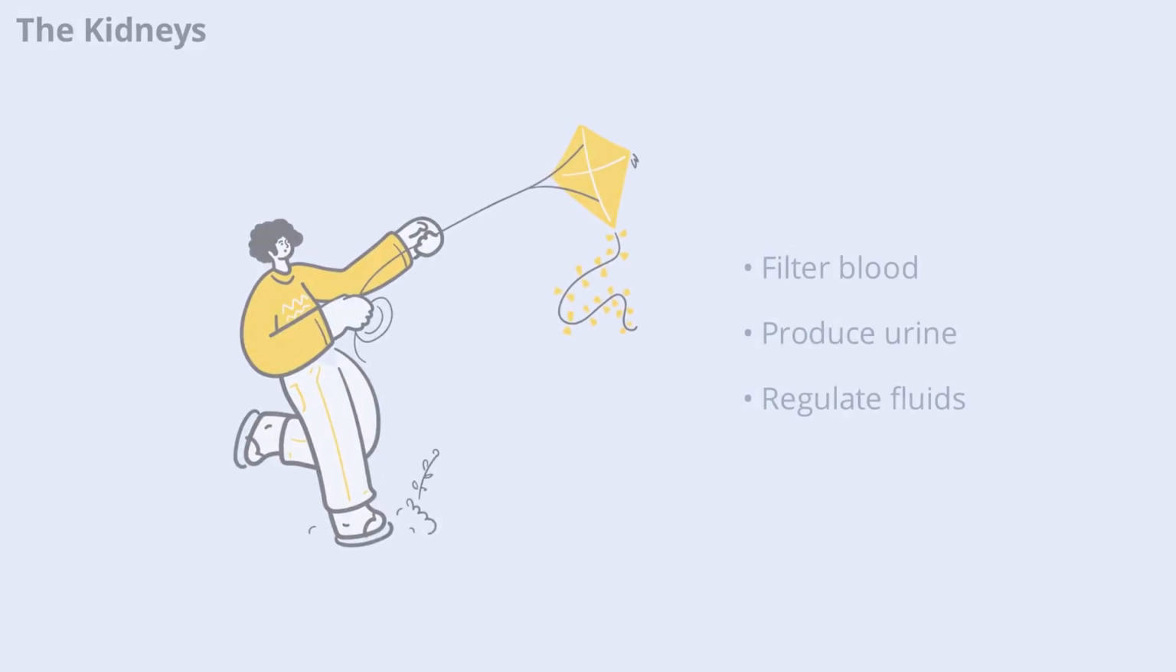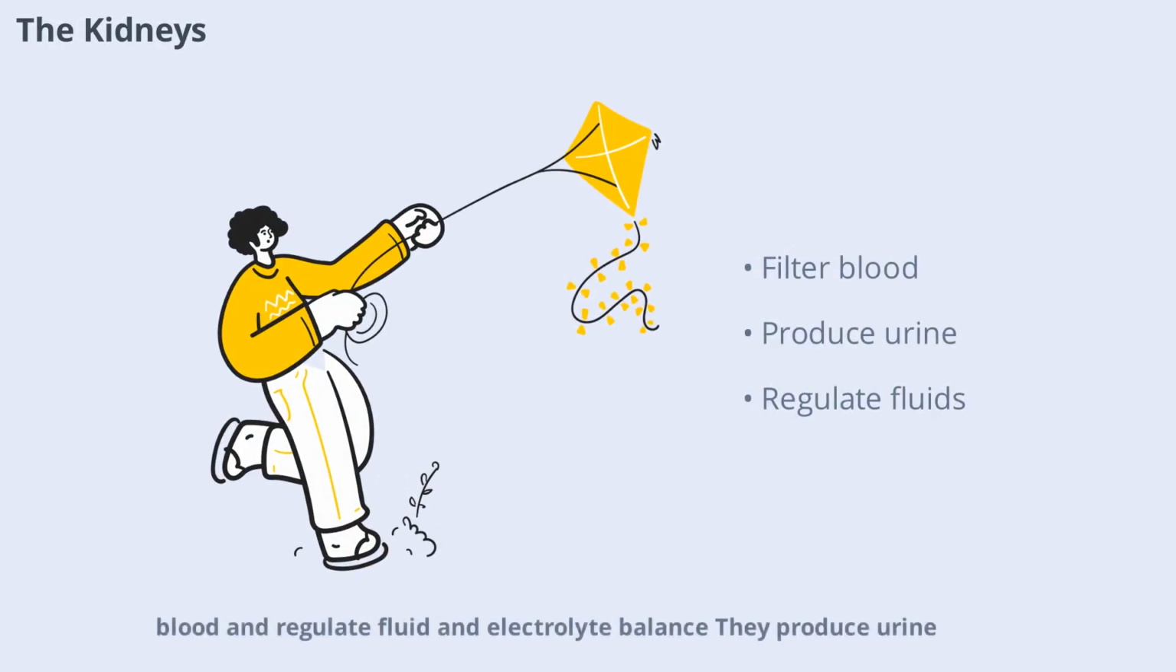The kidneys filter waste from the blood and regulate fluid and electrolyte balance. They produce urine, which removes toxins from the body. The kidneys also help control blood pressure and produce hormones that influence red blood cell production.